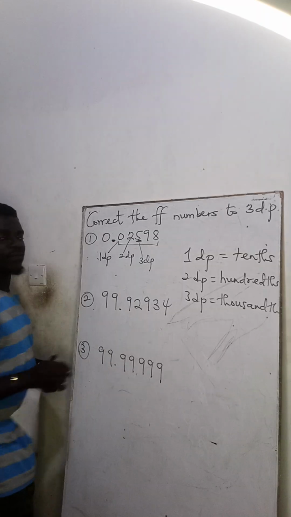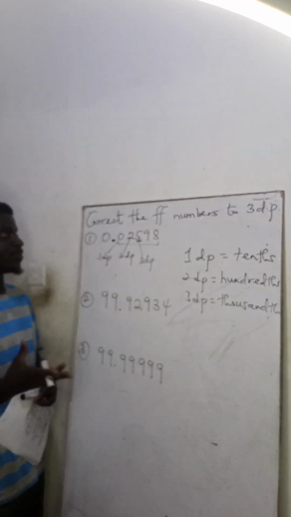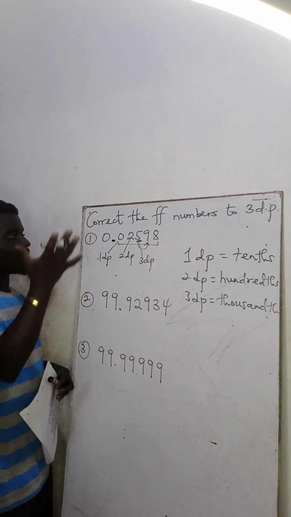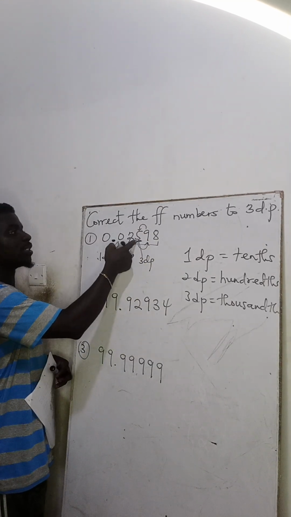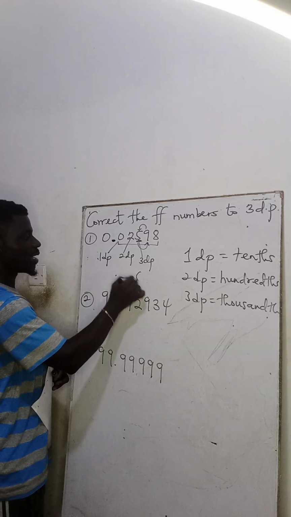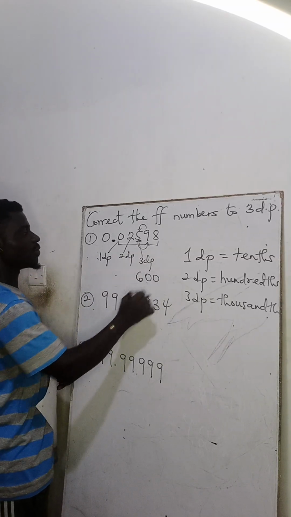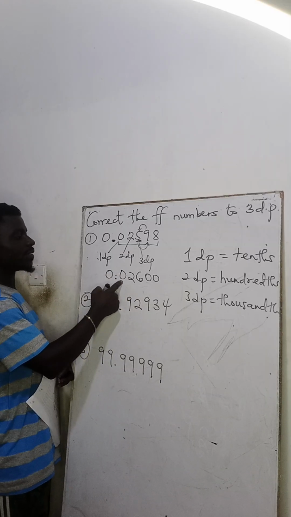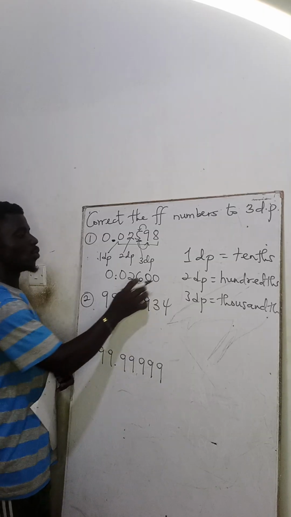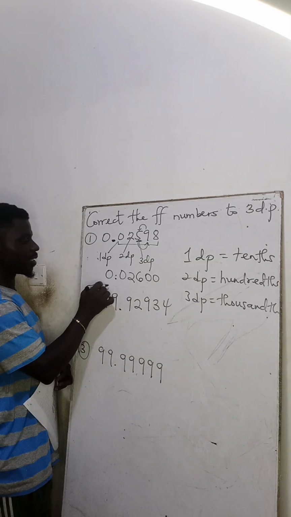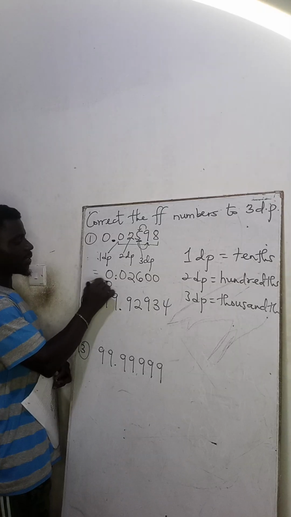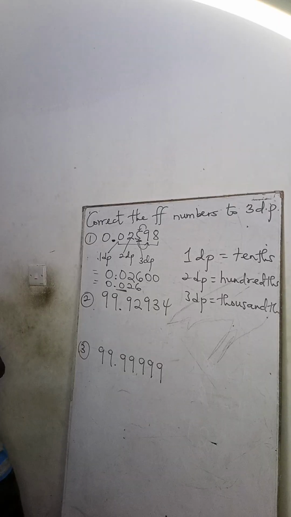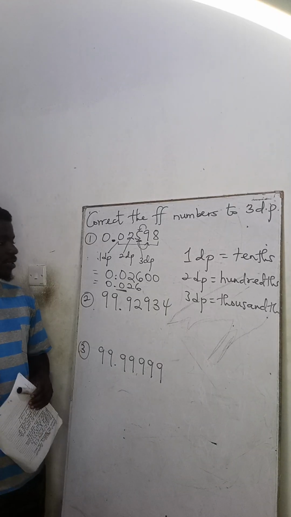So 5 falls under what? 3dp. So the same thing, we check the next number, which is 9. From 5 upwards, we add 1. So this 5 will change to 6. So write 6, then this will change to 0, 0. So 0.02600. Or we can discard these two zeros and write it as 0.026. So we can write it as this. Very, very simple.